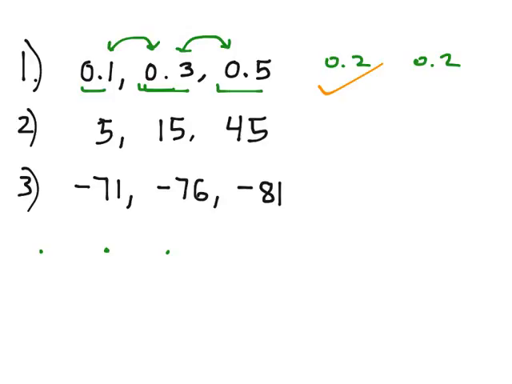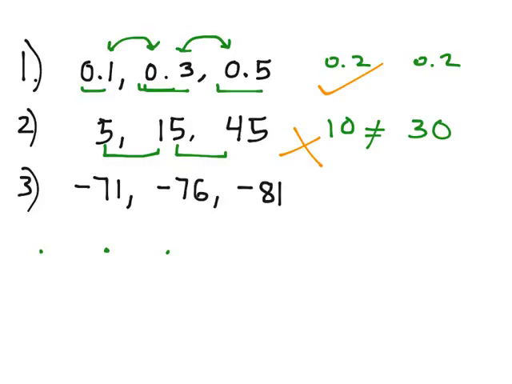Now for the second one. Let's see, the difference between 5 and 15 is 10. But the difference between 15 and 45 is 30. So these do not equal each other. This is not an arithmetic sequence. This is actually another special type of sequence called a geometric sequence, which we'll get to later.